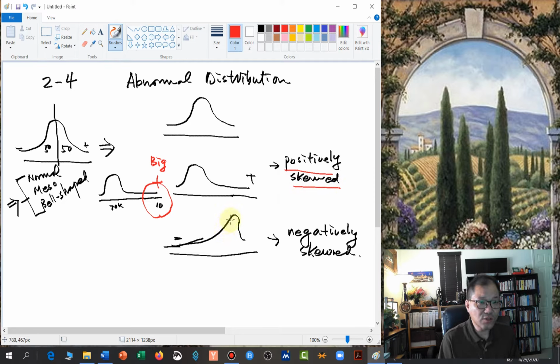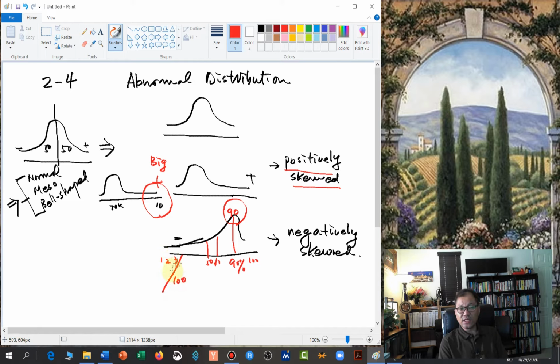For this one, most of you will get 90% on the test. A few cases, perfect score. Some people will get 60 or 50. The test is relatively easy. The mean is 90. However, some of you will get 1, 2, 3 out of 100. These numbers are very, very abnormal. That will change the shape of the curve, skewed negatively, right? So this is called negatively skewed.